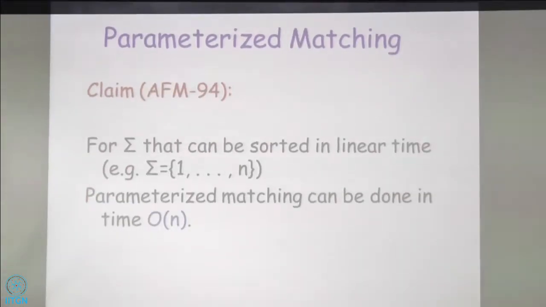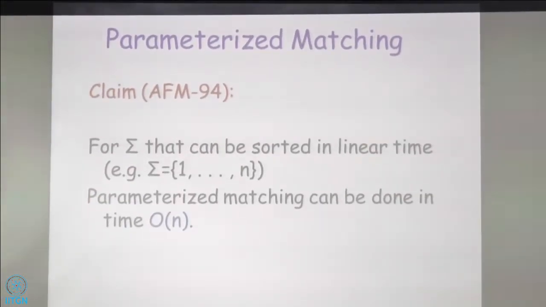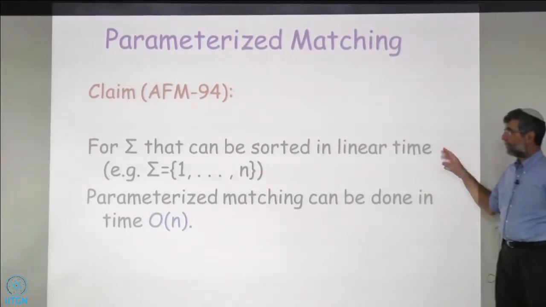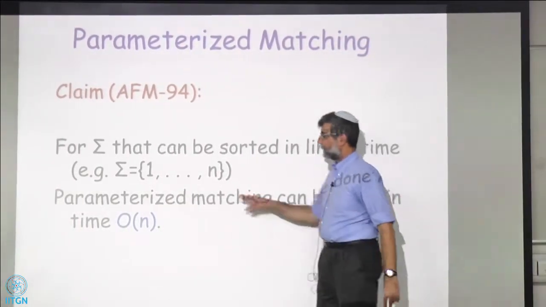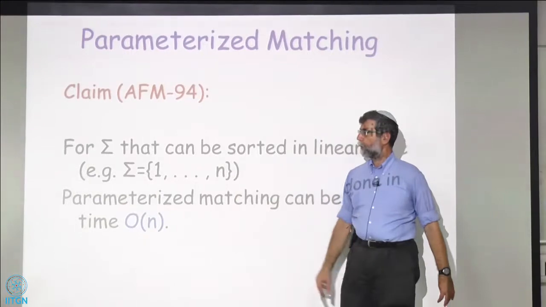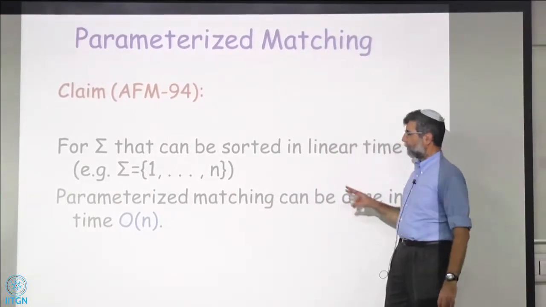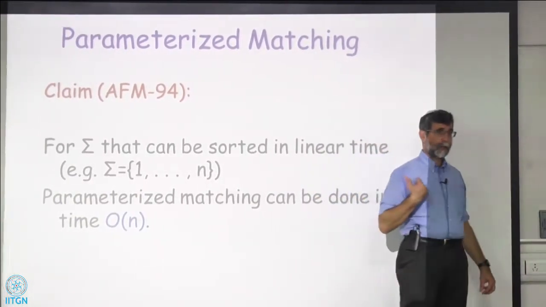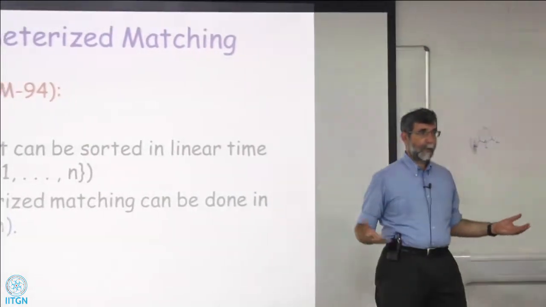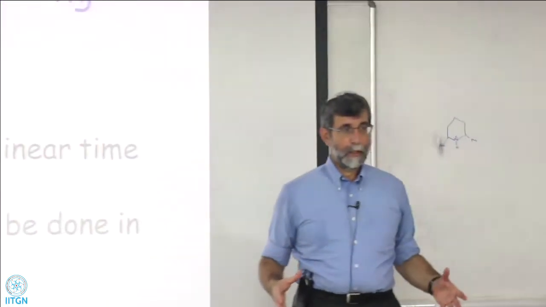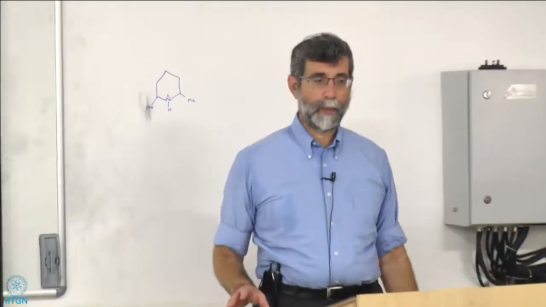But what I do need to tell you is to remember that what we know is that for sigma that can be sorted in linear time, such as, for example, 1 through n, parameterized matching can be done in time O of n. And in our case, of course it can, because all the numbers are between 1 and n. So we can do parameterized matching in linear time here. But how is that going to help us?